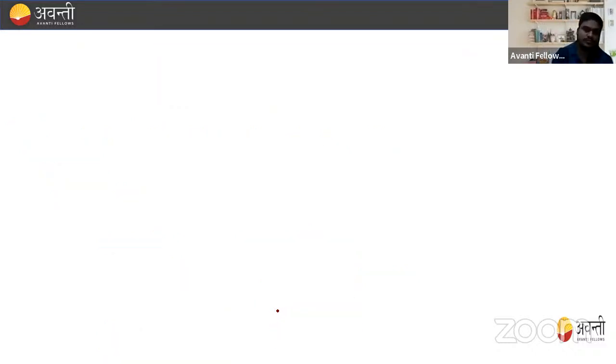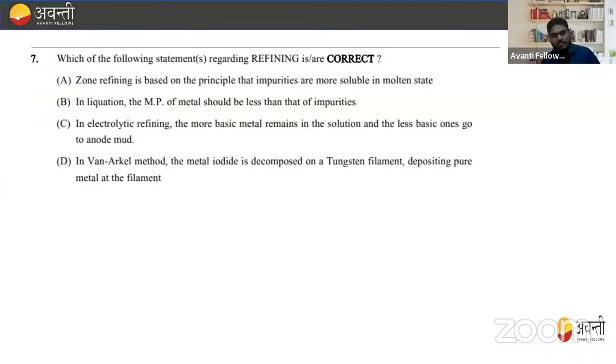Now let's move to the seventh question. This question has more than one option correct, right? So these are the more-than-one-correct type. You have to identify which of the following statements regarding refining are correct. This question is from metallurgy, so you have to identify which statement is absolutely correct, right?